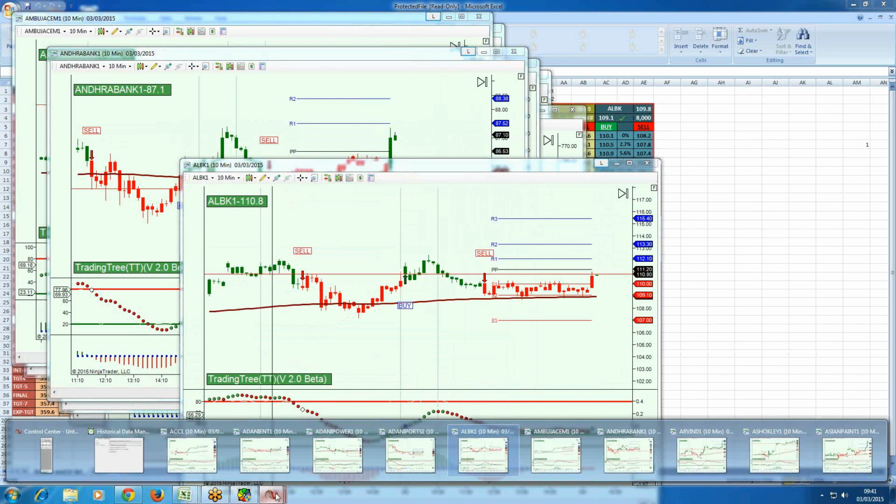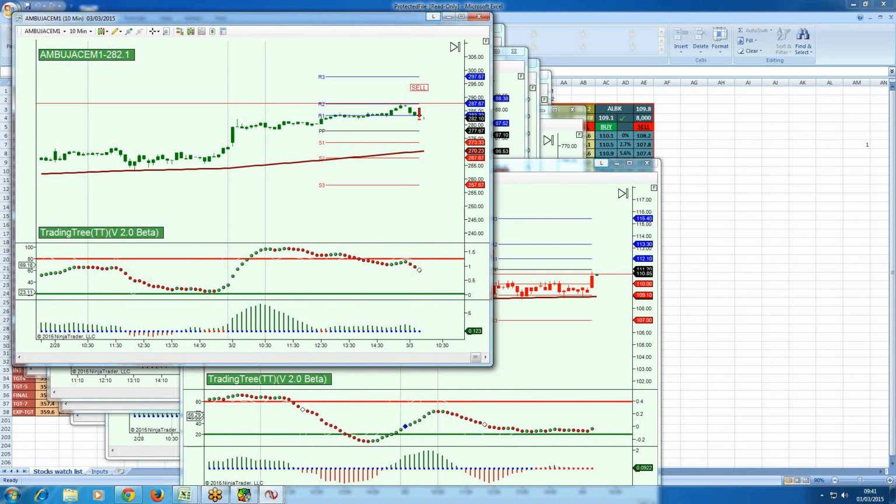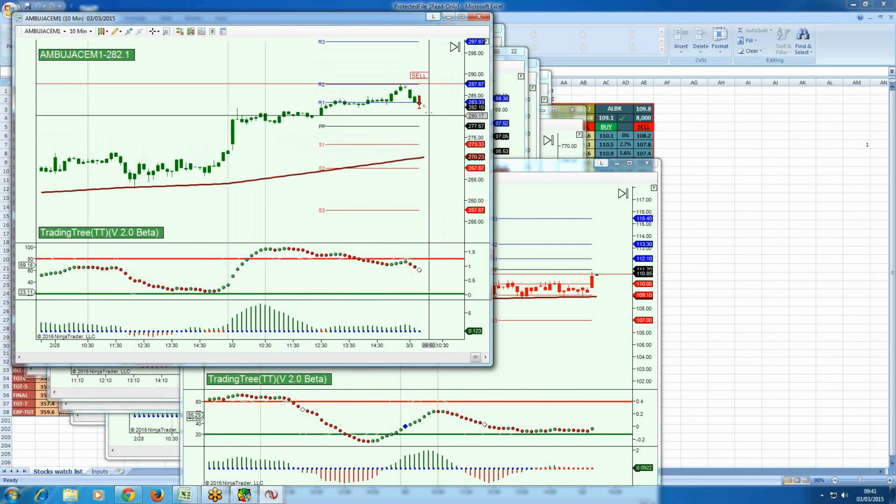So Ambuja Cement, we had a sell call. I'll just show you that sell call. This doesn't seem to be a perfect sell. But in case you want to place a trade, you just see the recent low of this particular candle, that is 280.30. So you can short at 280.30.